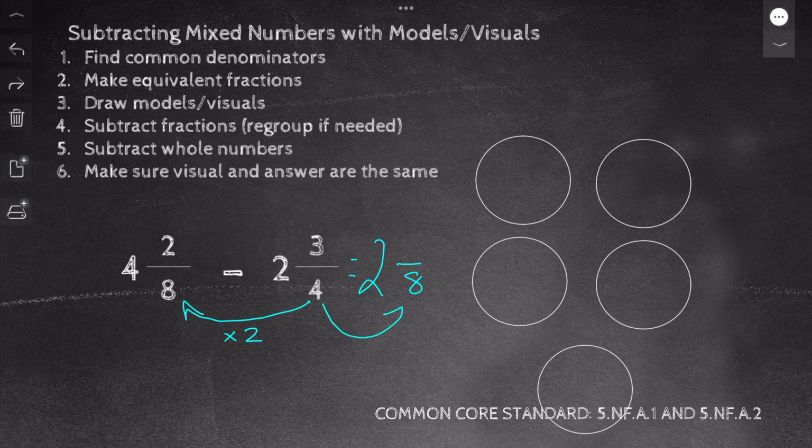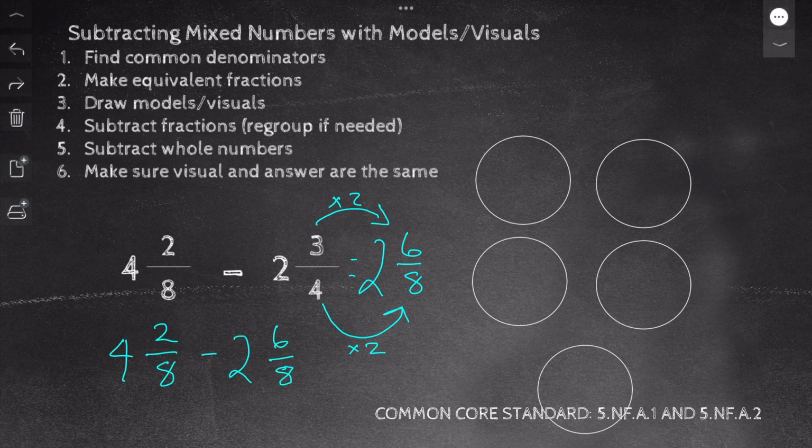I know that 4 times 2 equals 8, and whatever I do to the bottom, I need to do to the top. And 3 times 2 equals 6. So my equivalent fraction for 2 3/4 is 2 6/8. Let me go ahead and rewrite our problem with common denominators. All right, let me clear up some of my space.